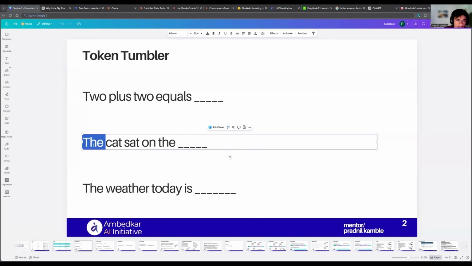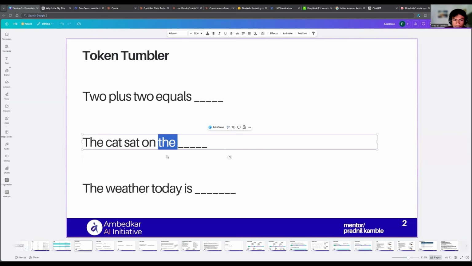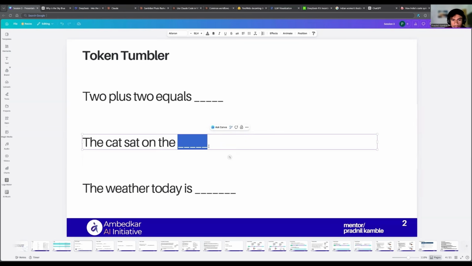Similarly, in this sentence, the cat sat on the. Now I'm not sure exactly what the cat is sitting on. It might be sitting on a mat. It might be sitting literally on a lamp, or it can be sitting literally anywhere: on your study table, on your food, on your dinner table. It can be sitting anywhere. But there is a probability that it can be one of these. There is a possibility that it can be a mat. There is a possibility that it can also be your study table. So we have some idea there. We loosely know what might come here based on the sequence.